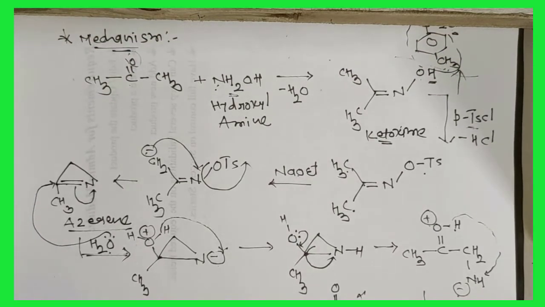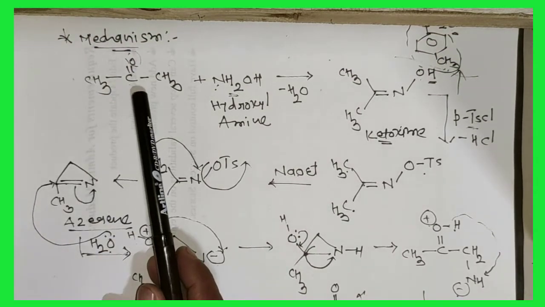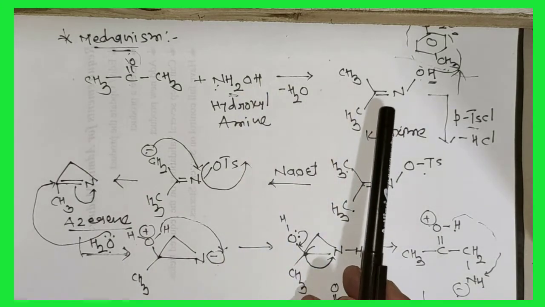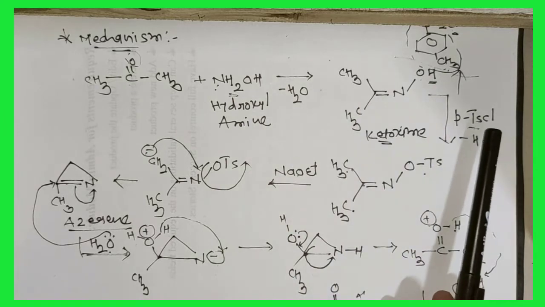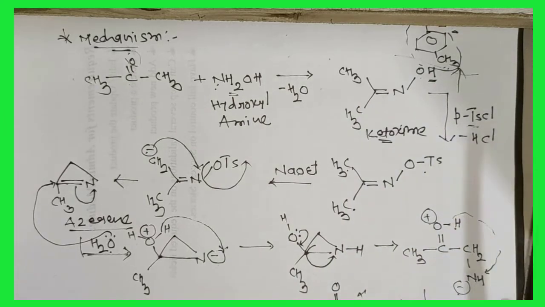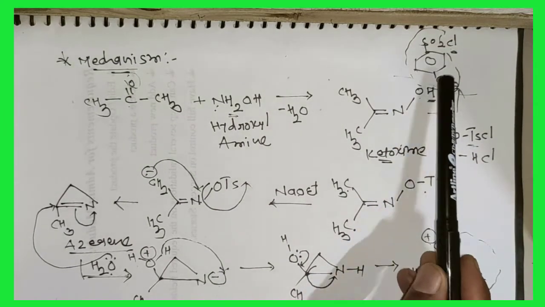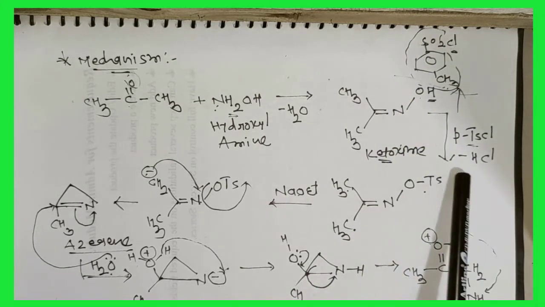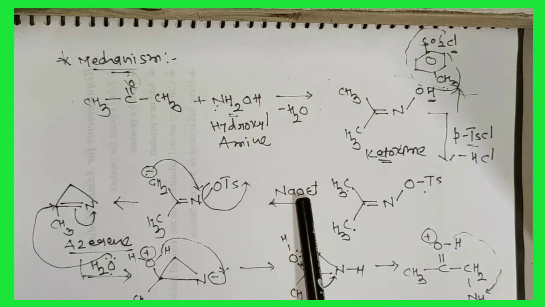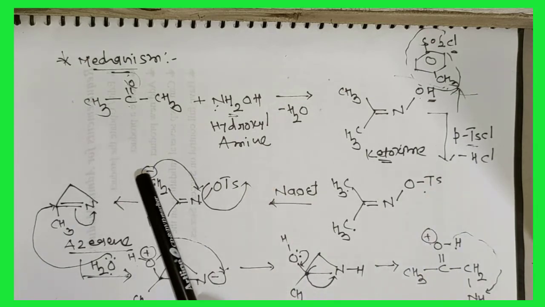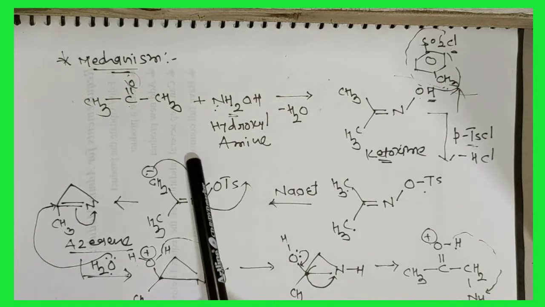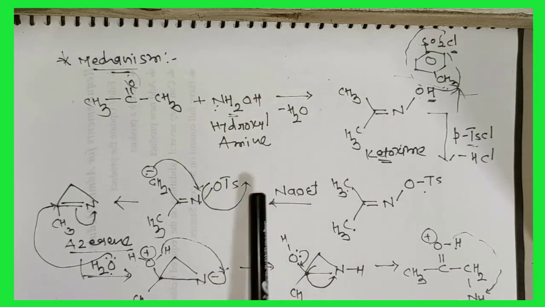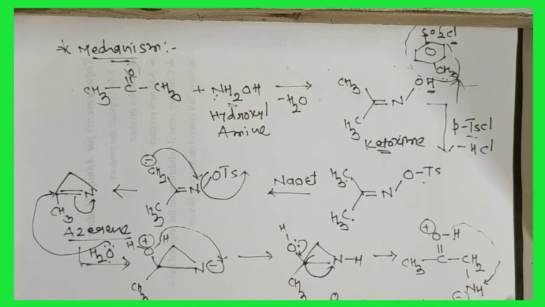Okay, so in the first case, ketone reacts with hydroxylamine hydrochloride to form its ketoxime, which on reaction with para-toluenesulfonyl chloride protects the oxygen and forms a good leaving group. Now the role of base is to abstract a proton. So this negatively charged carbanion attacks the nitrogen. The OTs leaving group leaves from the molecule, and azirine forms as an intermediate.